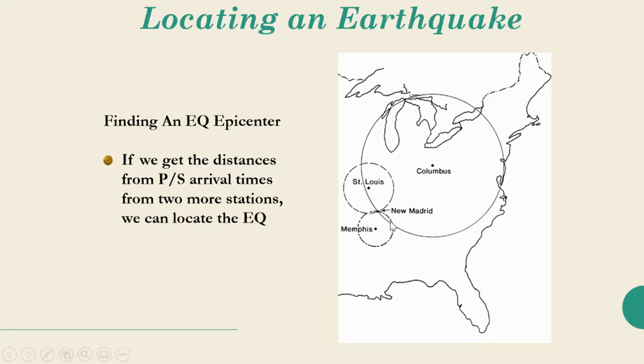The last thing we do is call Memphis and say, hey, Memphis, did you feel it? And they said, yeah, it was 500 kilometers from us. So we draw that 500 kilometer circle, and bada bing, bada boom, they all three meet right there. That's where the earthquake occurs. So locating an earthquake is as good as finding the seismograms from 3 different seismograph stations and finding out how far you are away from the earthquake. This is how we locate the earthquake epicenter.